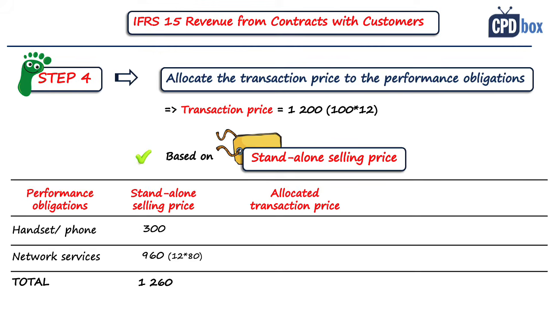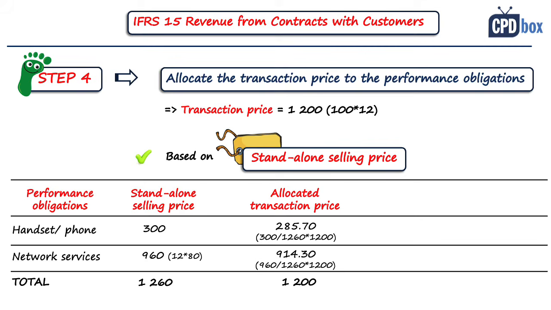So, to handset, we allocate 285.70 currency units, and you can see the calculation right here. It's simply standalone selling price of a handset of 300 divided by the total of standalone selling prices of 1,260 times transaction price of 1,200. Similar calculation applies for allocation to network services. So we get the amount of 914.30 for 12 months.